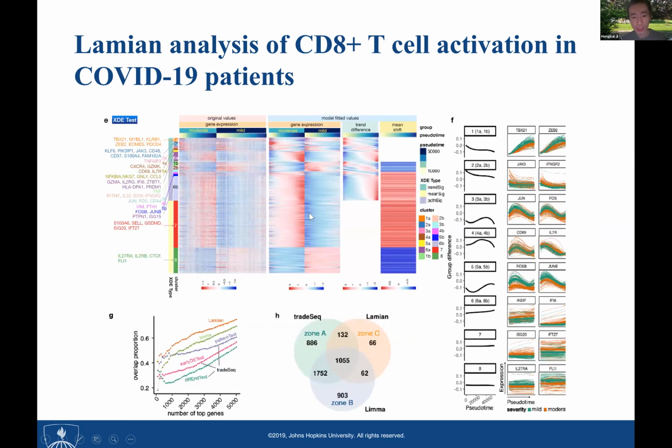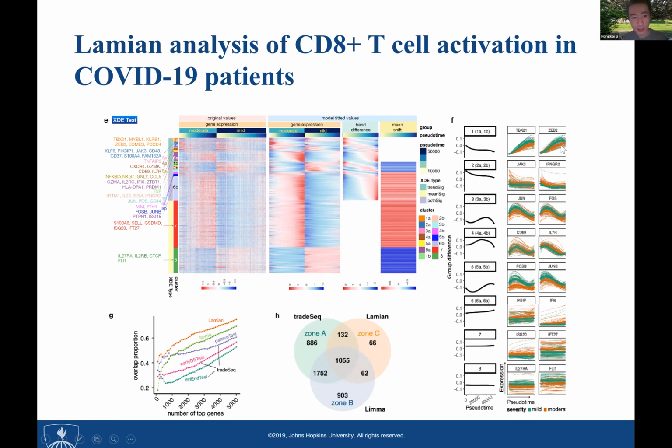And when you do differential gene expression analysis between these two types of patients, we actually detect hundreds of differential genes grouped into different patterns. For example, just taking one example, cluster 1 is a set of genes where the moderate patients showed lower expression compared to mild patients. And the difference between the two actually increases as you progress along the pseudotime.